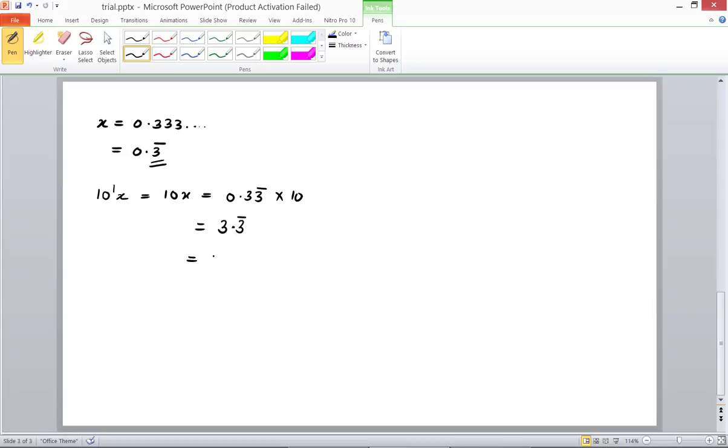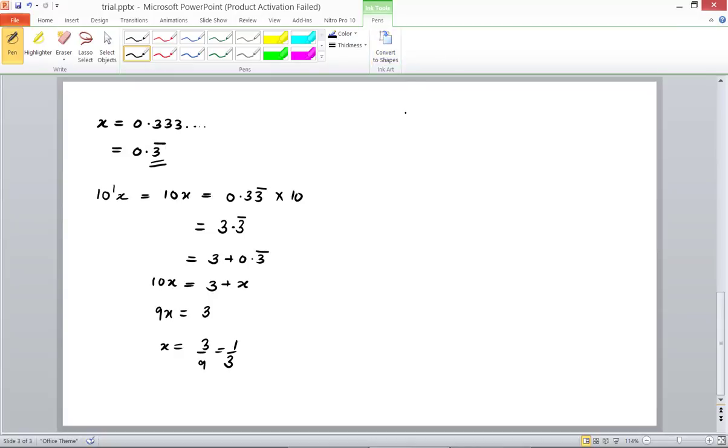Now 3.3 bar is actually 3 plus 0.3 bar, and my 0.3 bar is actually x. So my 10x is actually 3 plus x. So it's 9x is equal to 3. X is equal to 3 by 9, which is equal to 1 by 3. And we already know generally that 1 by 3 gives me 0.3 bar.